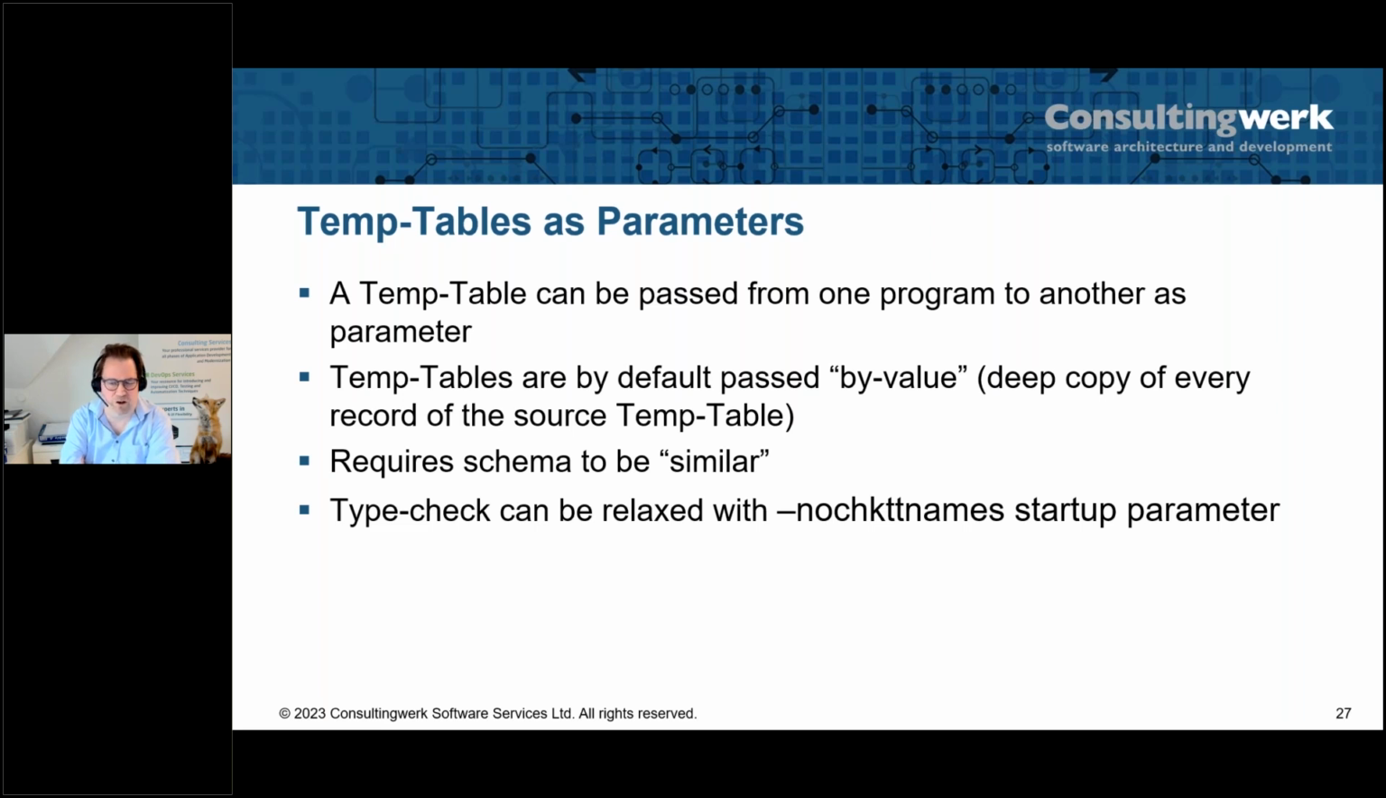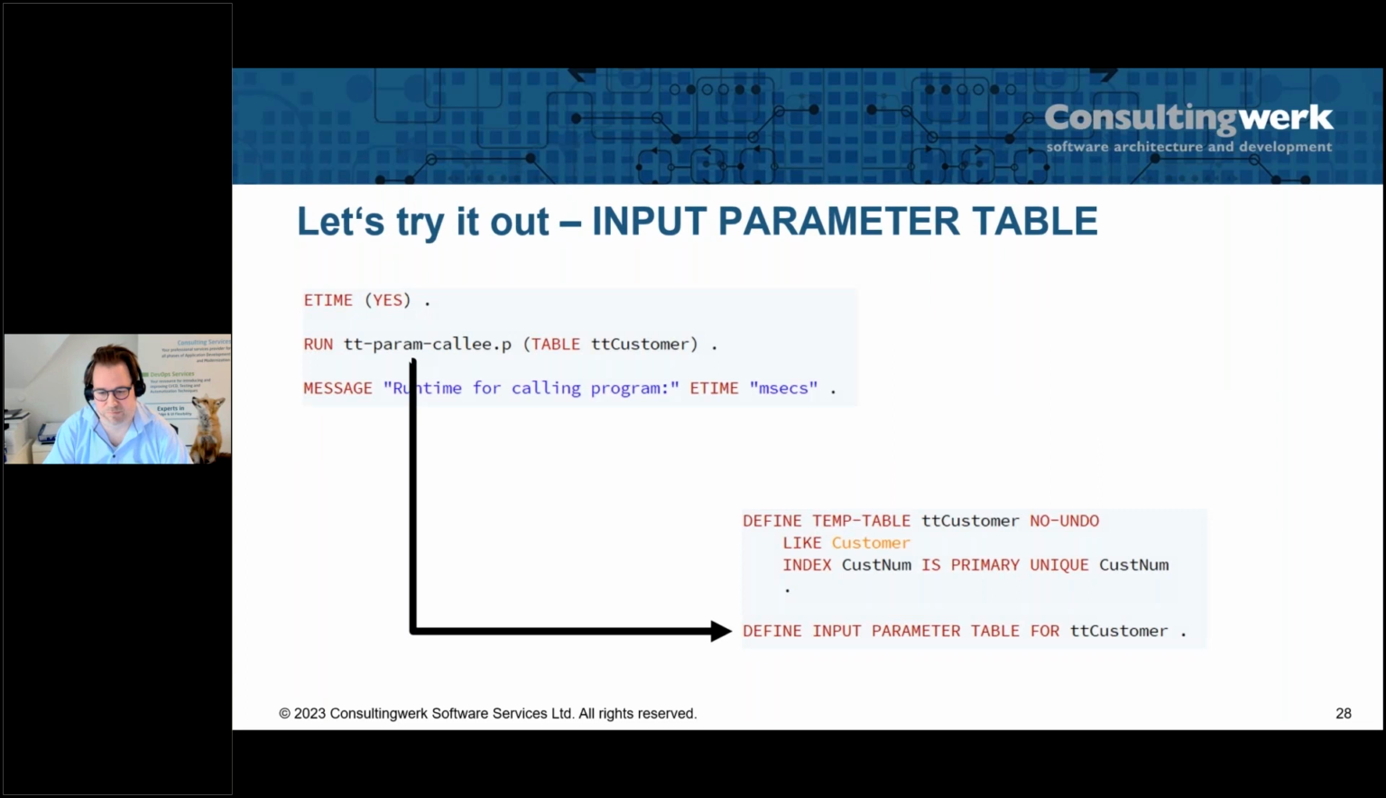Not all the options of the defined temp table need to be the same, but field names, data types, extents, things like that need to be the same. I don't think the format needs to be the same. The labels do not need to be the same, but really everything which defines the data type. And if you want to relax it a little bit more, you can use a no-check TEMP-TABLE startup parameter. So how does it look?